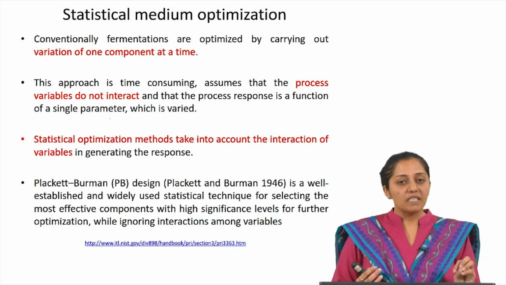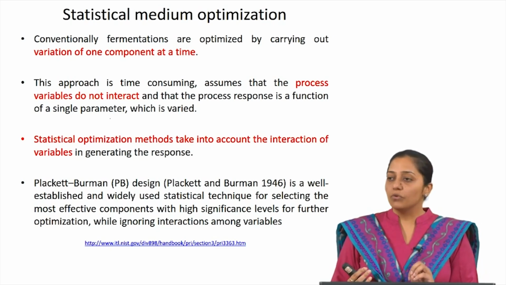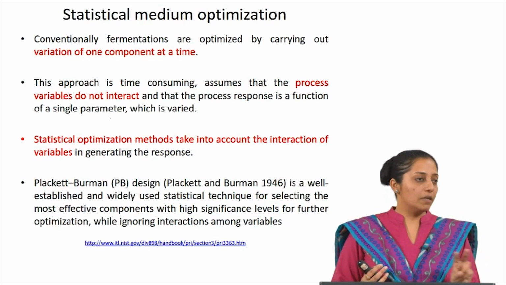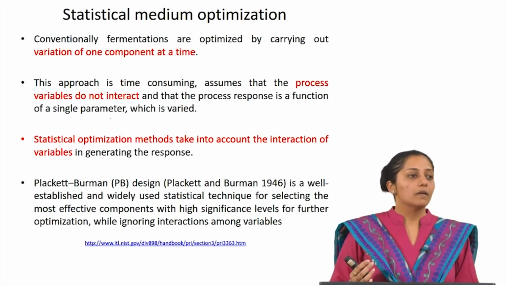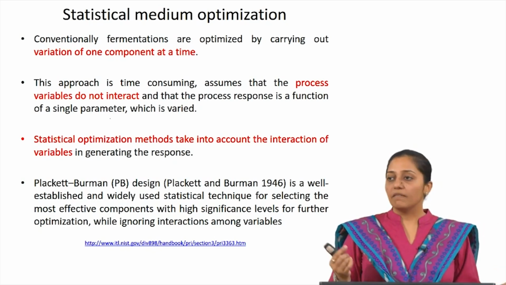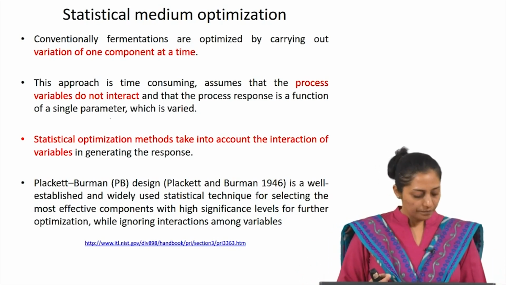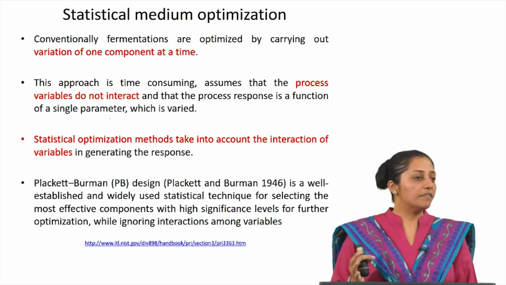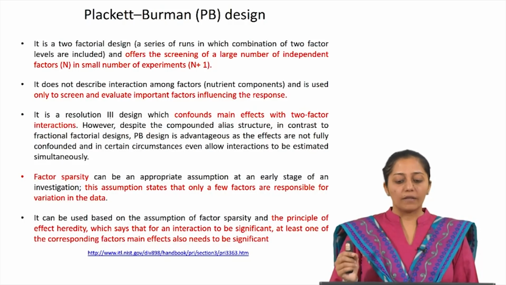Now, Plackett-Burman design is a well established and widely used statistical technique, called a screening design, which is a two-level design in which every factor is varied at a minimum level and at a higher level, called the minus and plus range. And we ignore, however, the interaction among the variables in this design.